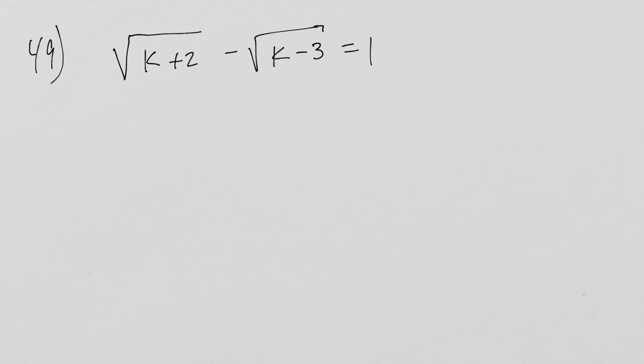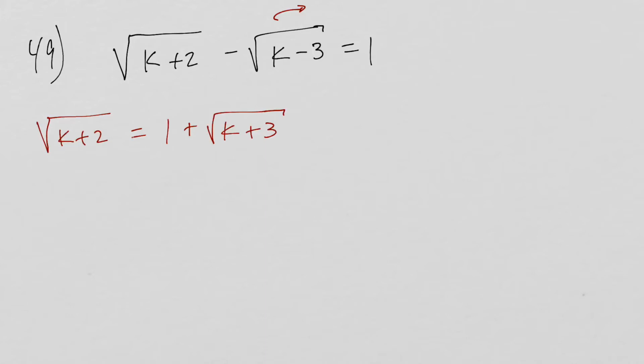All right, this is a lengthy problem. When you have two radicals in the same problem, you're going to have to put one radical on each side of the equal sign. So I'm going to start by moving this over to the right. So I'll have root k plus 2. I should start writing a little small here. 1 plus root k plus 3.